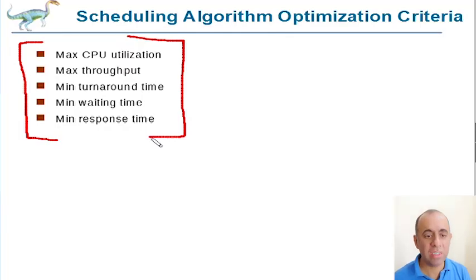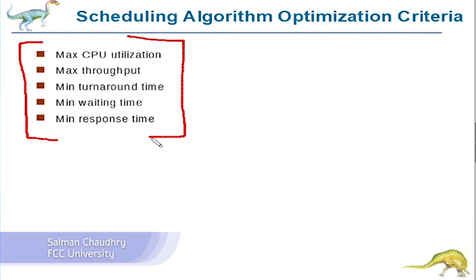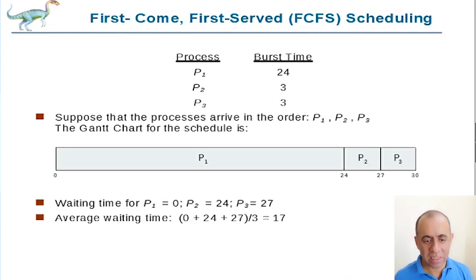We want to maximize CPU utilization, maximize throughput, minimize turnaround time, minimize waiting time, and minimize response time. Doing all of this at the same time is what a good CPU scheduling algorithm is for. So we have a number of algorithms and we want to find the one that works best for us.